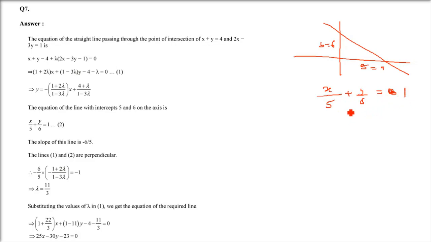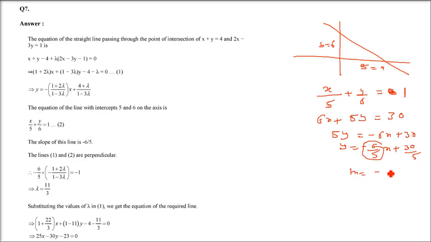So what will be the slope of this line? Multiply both sides by 30, take the LCM. So you get 6x plus 5y equals 30. Now put it in y equals mx plus c form. So 5y will be minus 6x plus 30, divided by 5. Minus 6 by 5 x plus 30 by 5. The slope is minus 6 by 5.